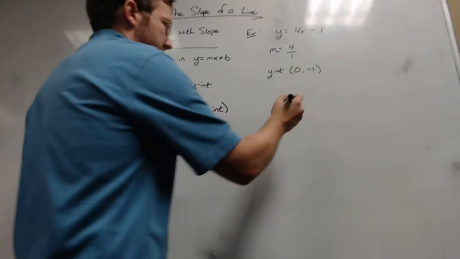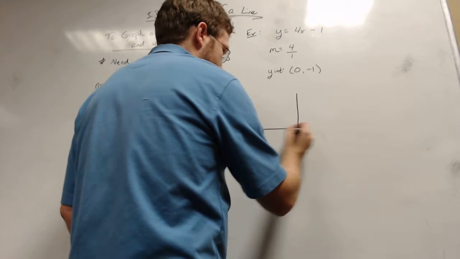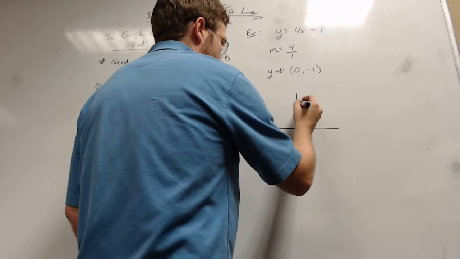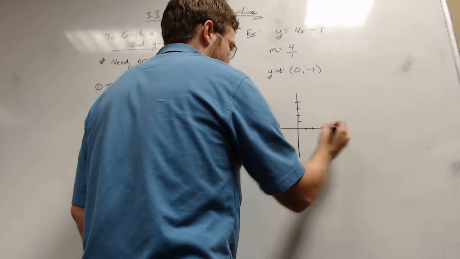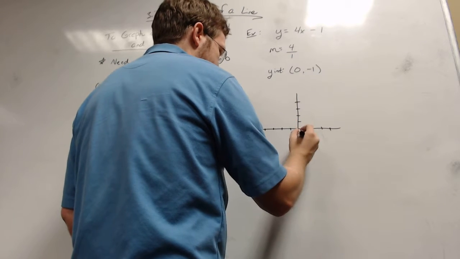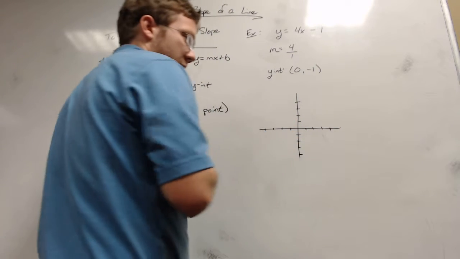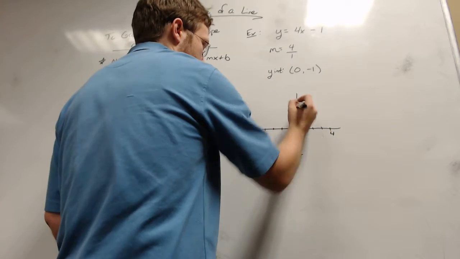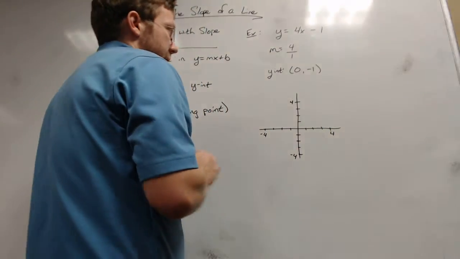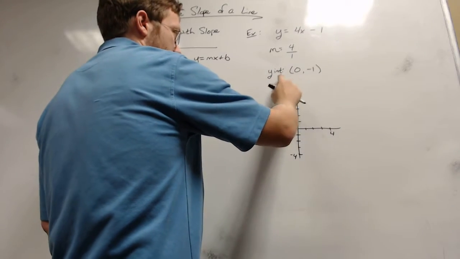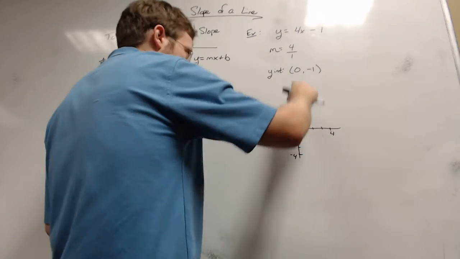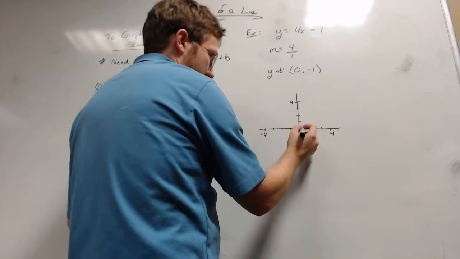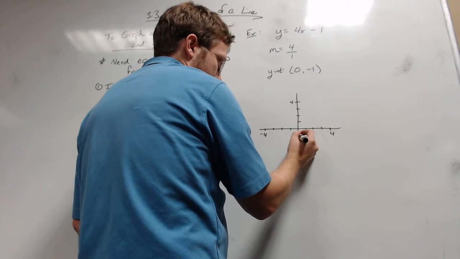All right, let's draw a little graph. It goes to 4 and -4 and positive 4 and -4. If I'm going to start on my y-intercept, notice this is always going to fall on the y-axis, so it's going to be starting at -1 right here. Here's my first point.